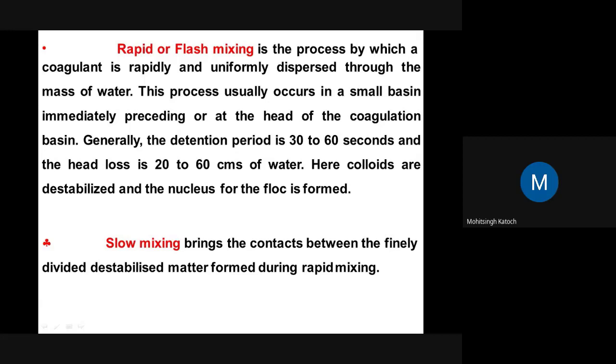It can be asked in the GATE examination. What is the detention period of a rapid or flash mixer? The answer is 30 to 60 seconds. Here colloids are destabilized and the nucleus for the floc is formed. So flocculation occurs and these flocs tend to travel towards the bottom of the tank.